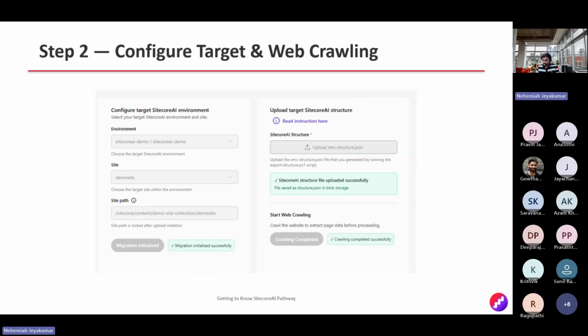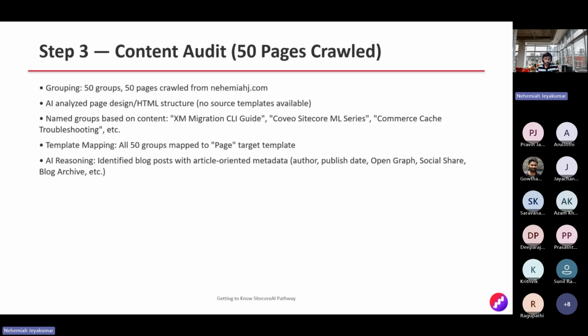If you can see here, the same thing. I just initialized the migration, and then the JSON file was created. I also started web crawling, and that has been completed. As I said, it is 50 pages. So it is going to group them and analyze the HTML. Since I ran it on my Sitecore blog, based on my blog title and also the page design, it was able to group them, and it gave me information reasoning why the AI chose a particular template.